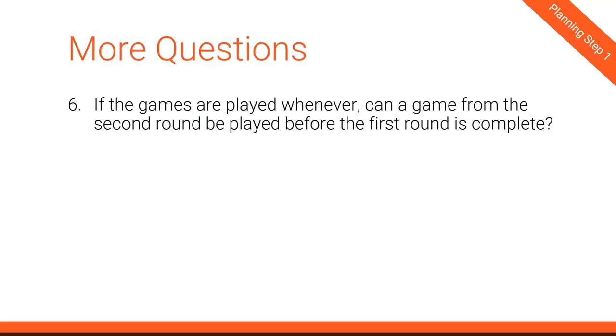If the games are played whenever, can a game from the second round be played before the first round is complete? Okay, so this won't work real well with my example of 2 games in the first round, 1 game in the second round. But what if we had a pre-round, where the true first round is 4 games, and then the next round is 2 games, and the round after that is 1 game? So in that case, if 2 of those 4 games are played already, and those 2 winners happen to be playing each other in the next round, can they go ahead and do round 2 before the other 4 teams play each other to determine who plays the other game in that second round?